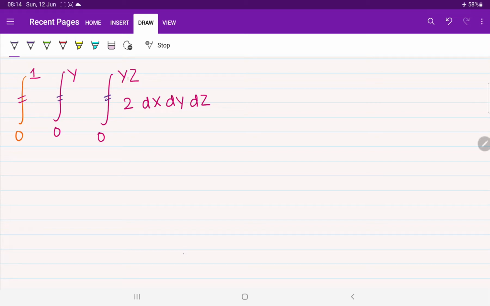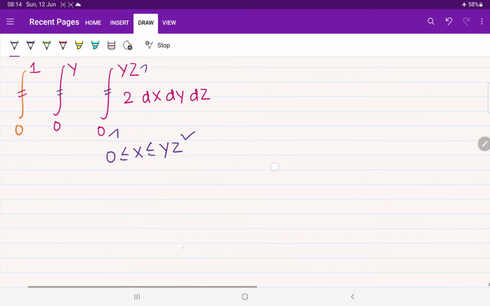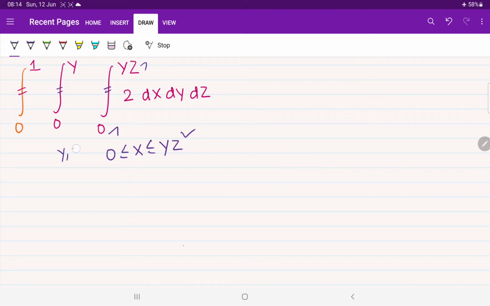Now if you observe the first limit, I am starting from here. The first one is traveling from 0 to yz. Which variable is left out here? From this I can say the first limit has been defined for x, from 0 to y into z, because the missing variable in the first integration is x. So for x we have defined the limit. Now the missing variables are y and z.